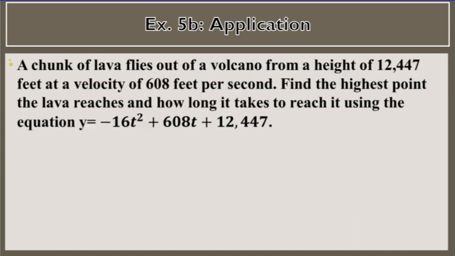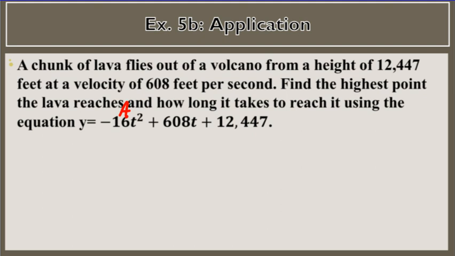And our last one, a chunk of lava flies out of a volcano from a height of 12,447 feet at a velocity of 608 feet per second. Find the highest point the lava reaches and how long it takes to reach it using the equation negative 16t squared plus 608t plus 12,447. So let's find out the time it takes.